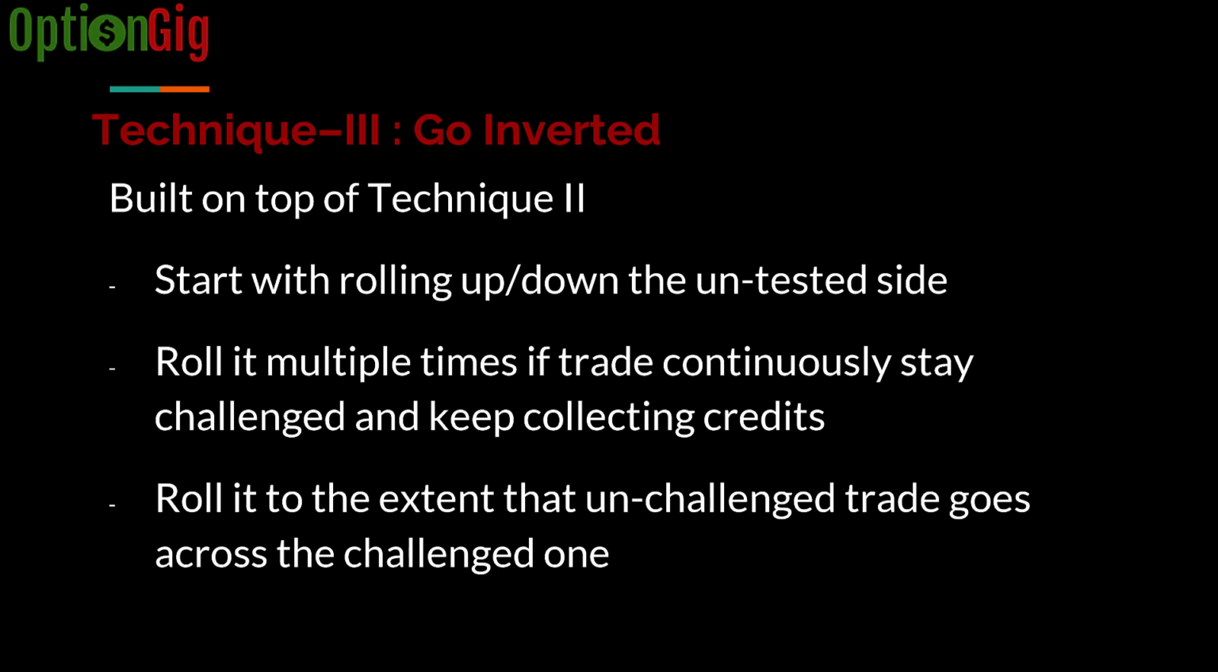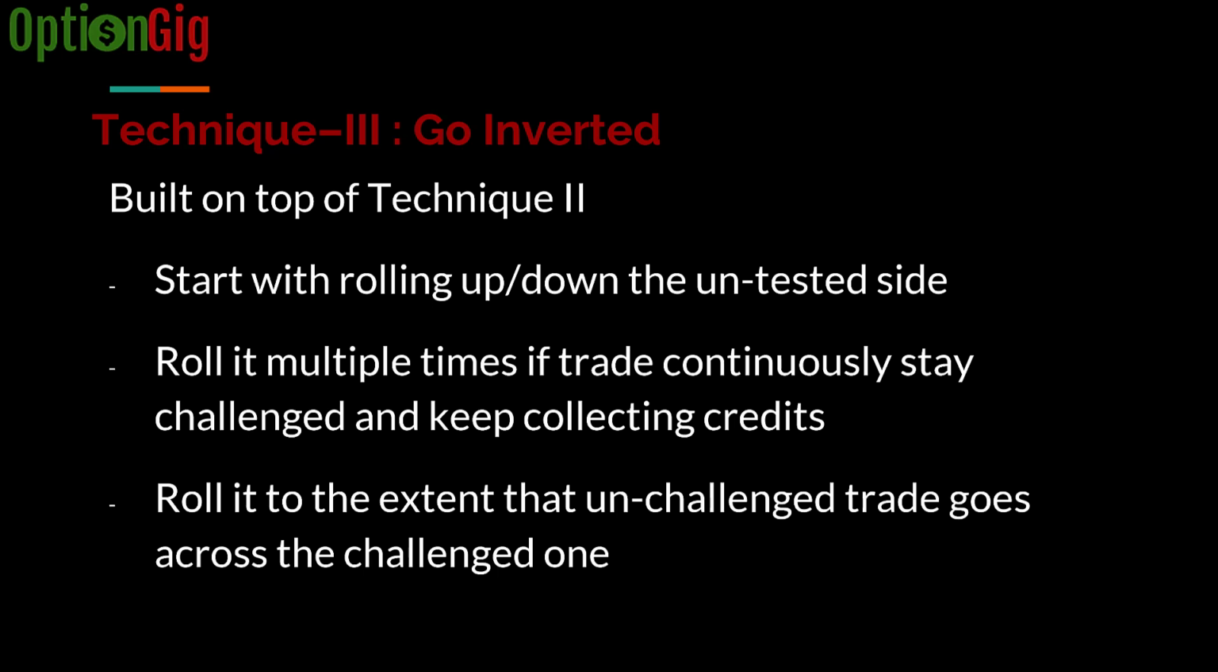We roll it so many times that now suddenly the unchallenged side has gone across the challenged side. For example, if we are rolling down your call because your stock has gone below and it has started to challenge your put, in technique number 2, you will roll down your call. Now, the stock is still not cooperating, you roll it down again. Stock is still not cooperating, you roll it down again. And whenever you do these rolls, every time you collect additional credit. Now you roll your call down so many times that it is below your short put. It has gone across your short put.